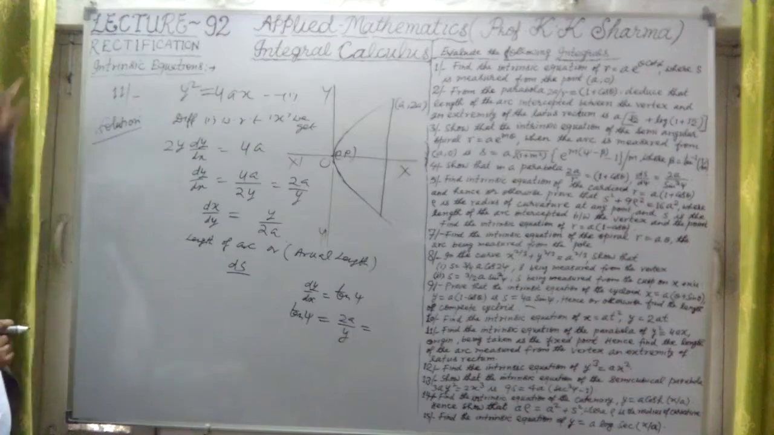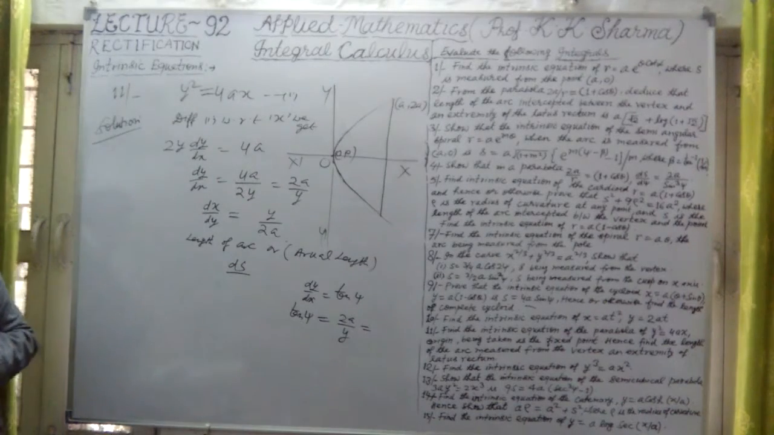So let me find the intrinsic equation here. For the intrinsic equation, we have to find the length of the arc of this curve. So we calculate the integral of ds upon dy into dy from 0 to y. We will take the general value in terms of y, and then substitute the value of y in terms of tan psi. That will give us the value.